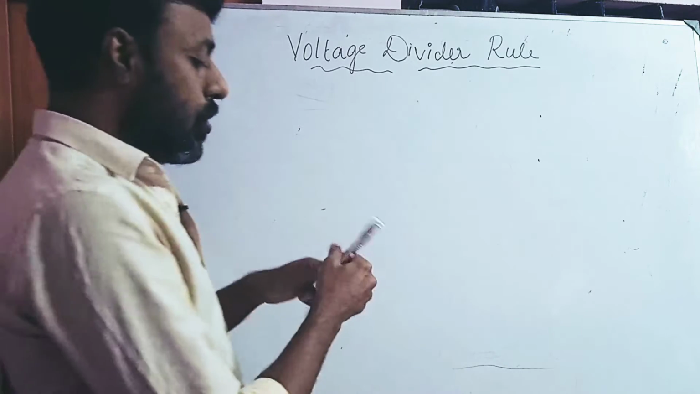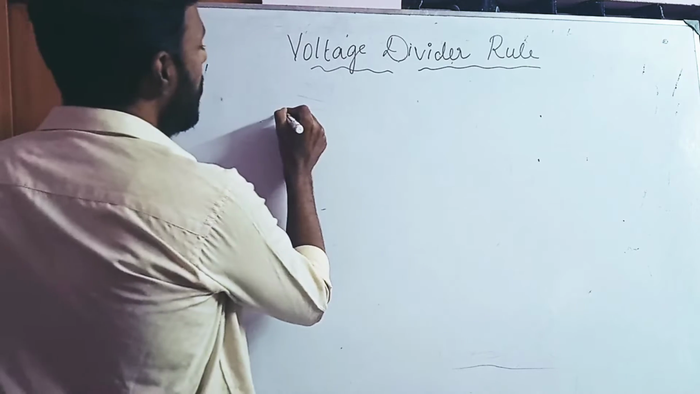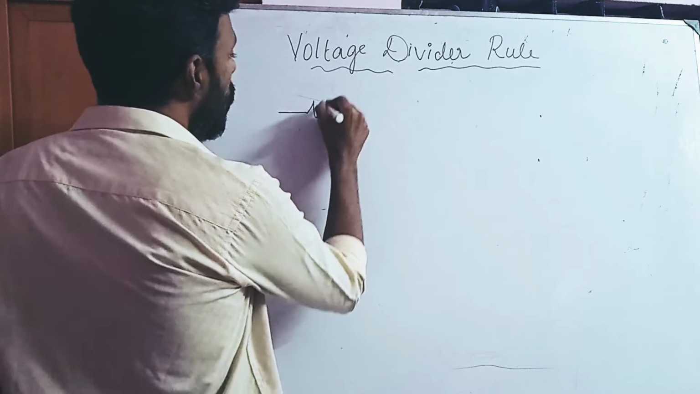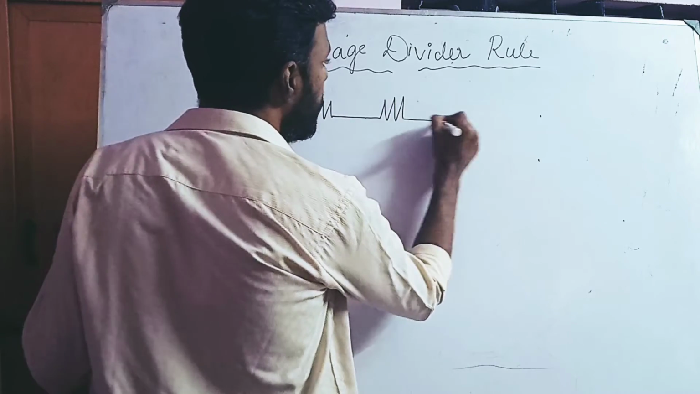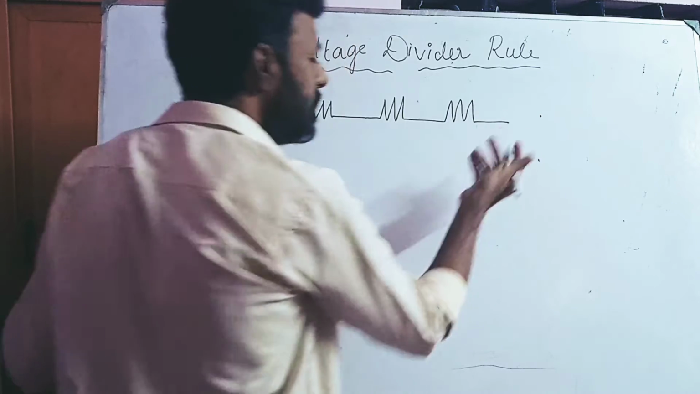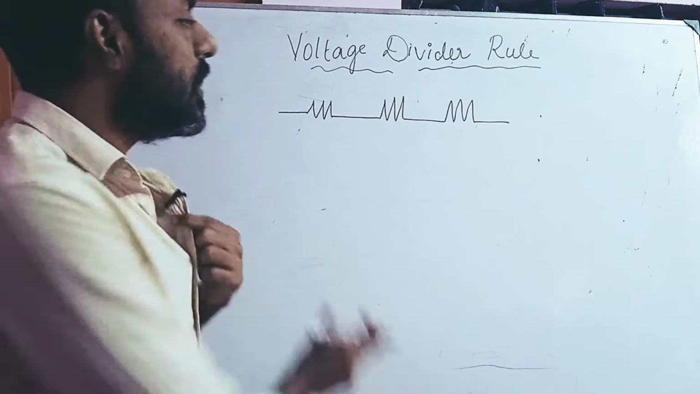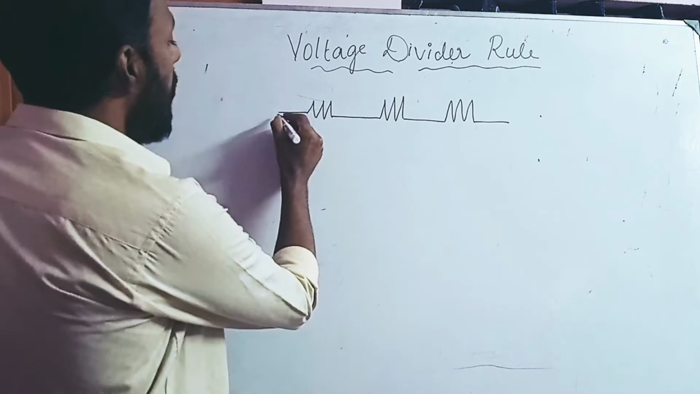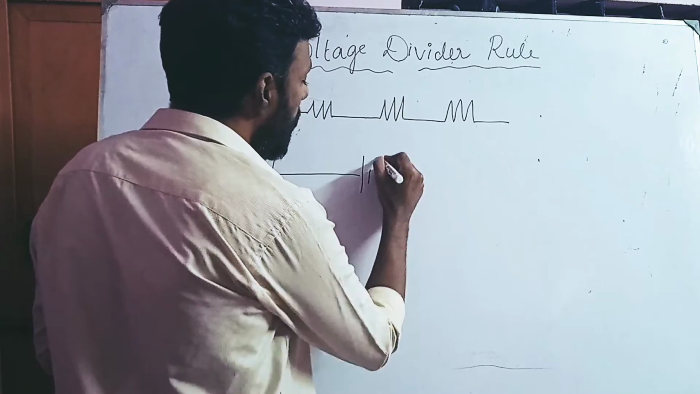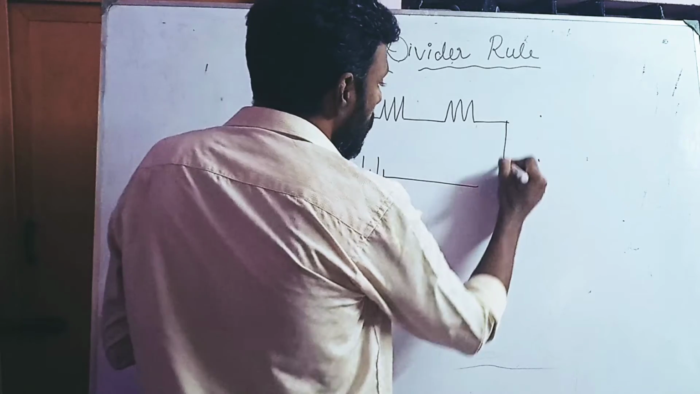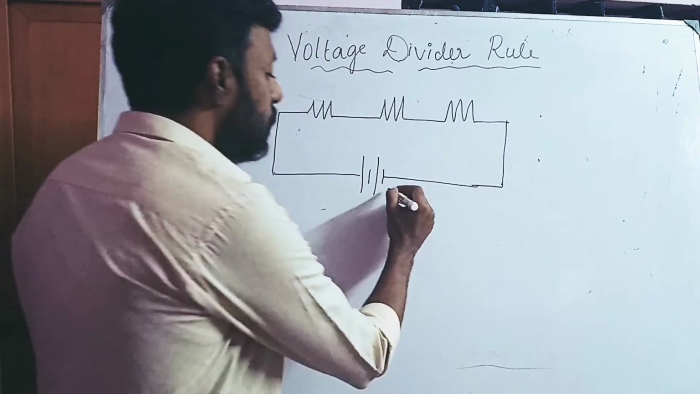Here I'll draw the circuit diagram. It will be like this. We have three resistors connected in series. It might be n number of resistors, but just for the purpose of explaining, I'm considering three resistors here. These three resistors are connected with a DC supply. Let us assume that the supply voltage is V volts.